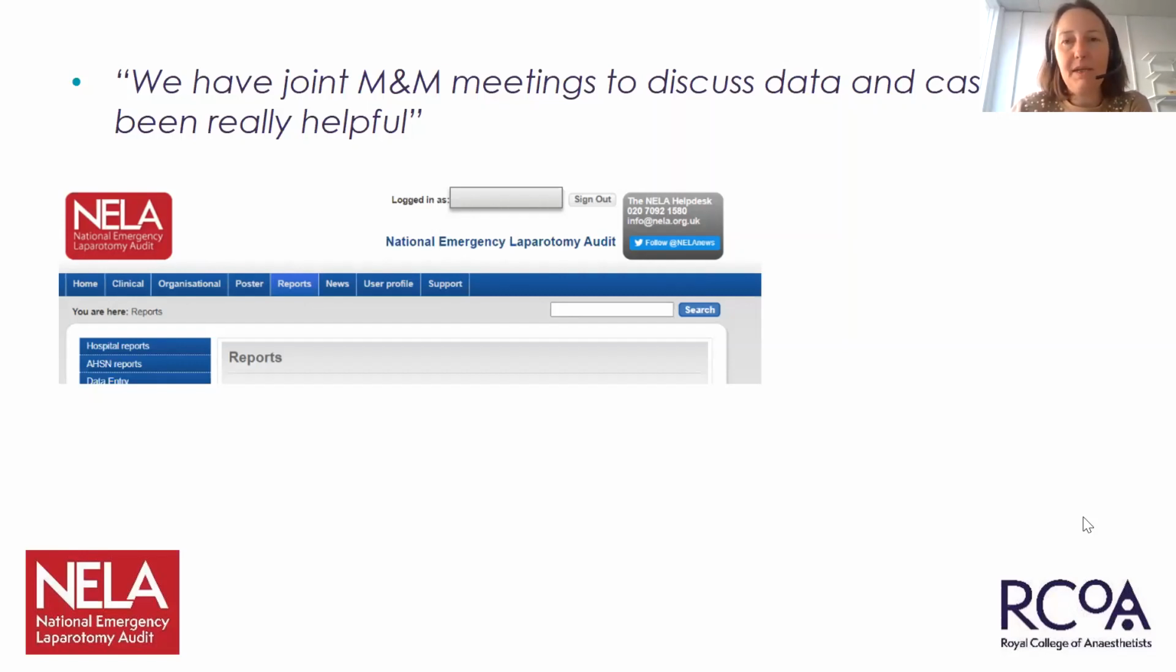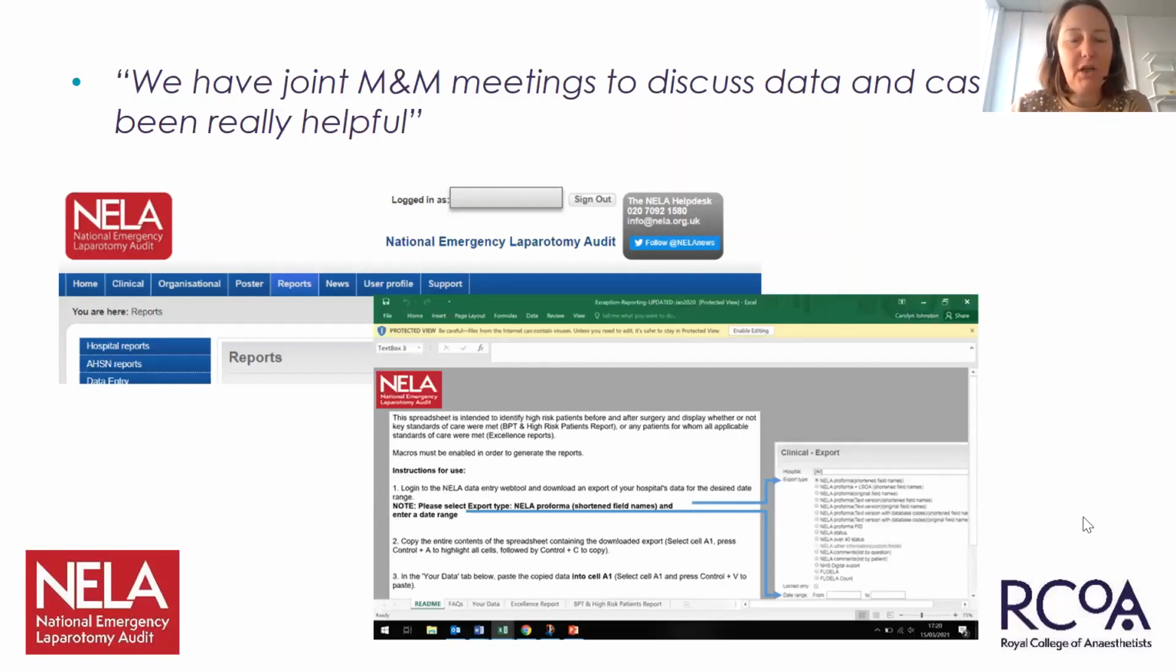And the NELA web tool will help you to create reports. If you look on our reports tab at the bottom, there's a thing called excellence and exception reporting. And that is an Excel spreadsheet with a macro. So sometimes NHS computers don't like macros because they see them as bugs. But most hospitals, you should be able to download that.